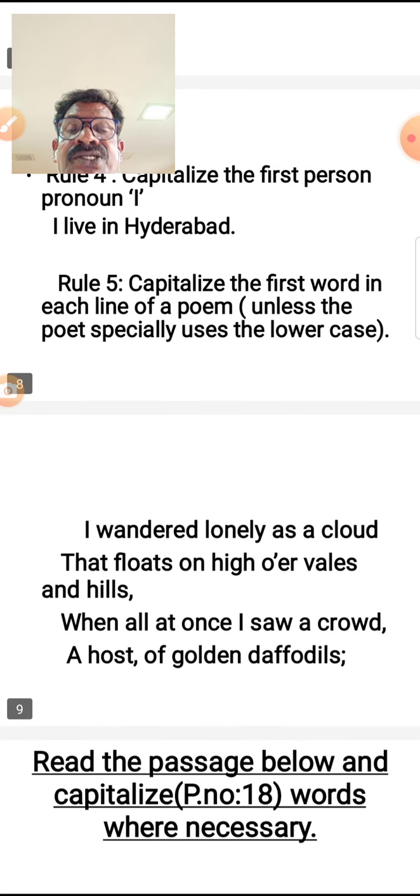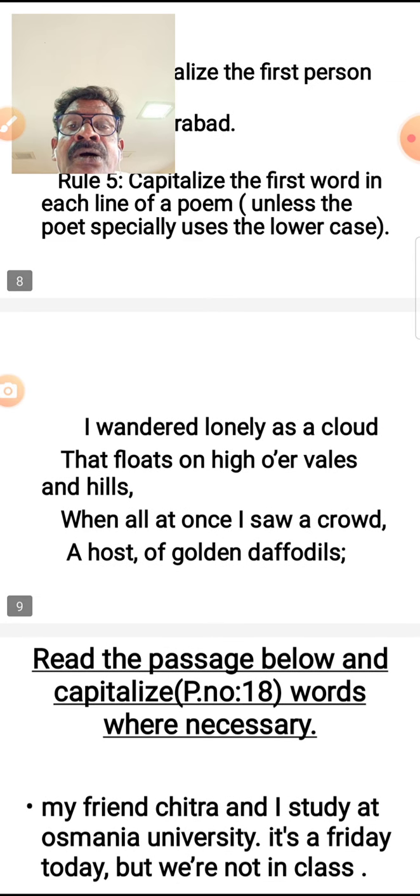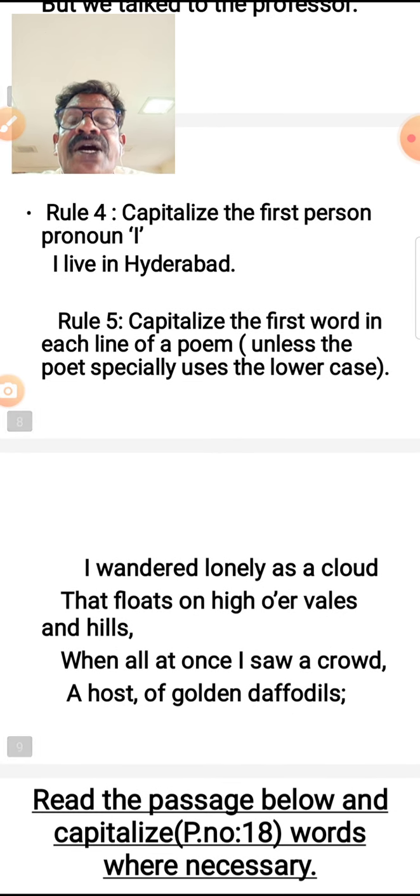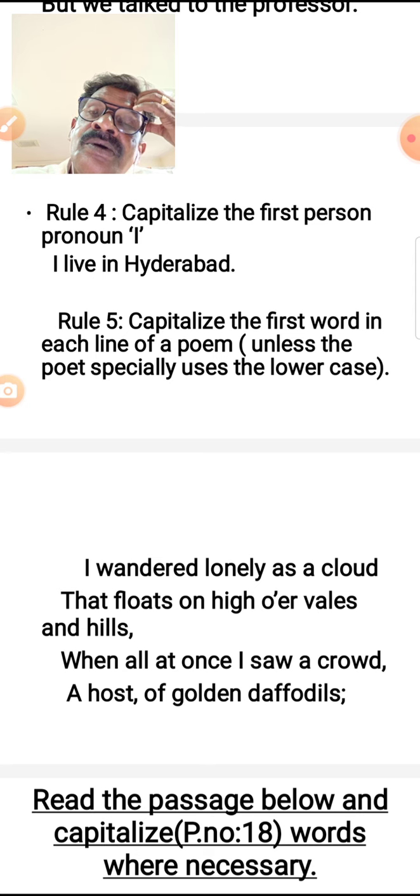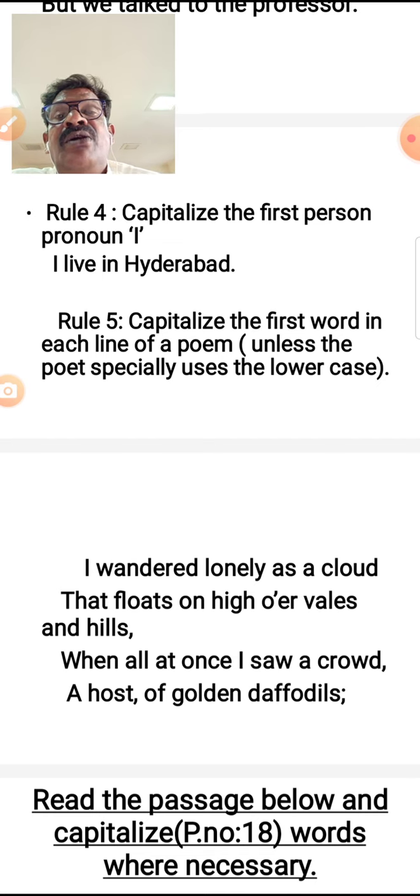And then next, rule number 5, capitalize the first word in each line of a poem unless the poet especially uses lower case. So whoever has a textbook, you go through the textbook exercises, which will make you comfortable.